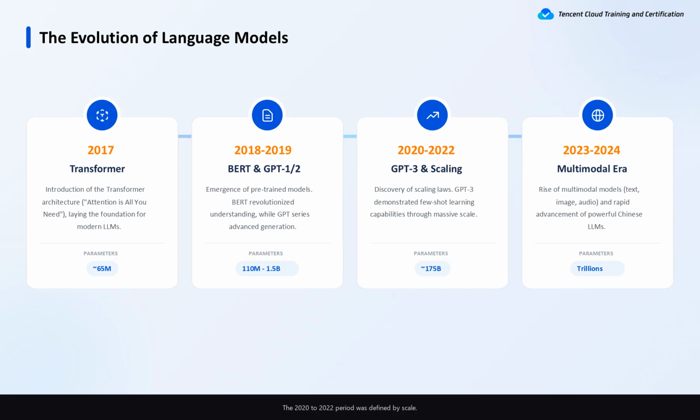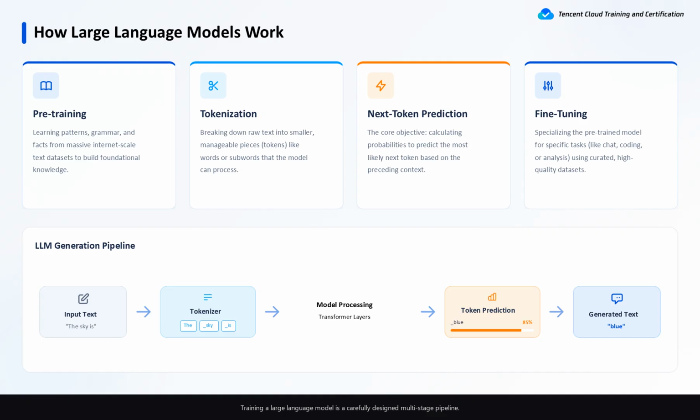The 2020 to 2022 period was defined by scale. GPT-3, with 175 billion parameters, demonstrated that model performance follows scaling laws, improving predictably as model size, data volume, and compute increase, rather than depending on any single factor alone. From 2023 onward, conversational and multimodal models have become mainstream, with advances in reasoning, multimodal capability, and agentic systems defining the frontier of AI. Training a large language model is a carefully designed multi-stage pipeline.